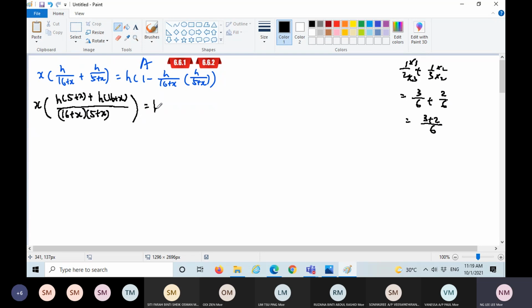Next, the right hand side one. 1 minus this. Now example, you have 1 over 2 times 1 over 3. This is the case of this one. So what you're going to do? Numerator times numerator only, 1 times 1, denominator times denominator, 2 times 3. So do the same thing for this. So 1 minus, H times H is H squared. Then the bottom, 16 plus X times 5 plus X.